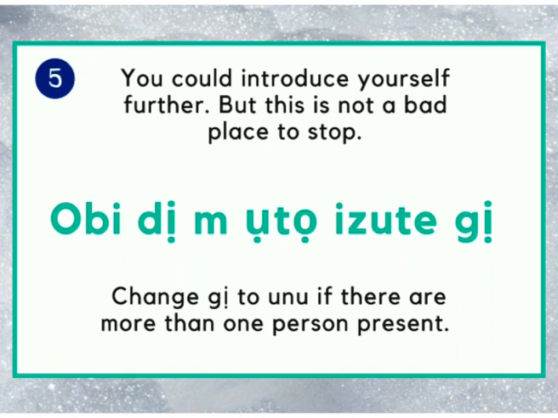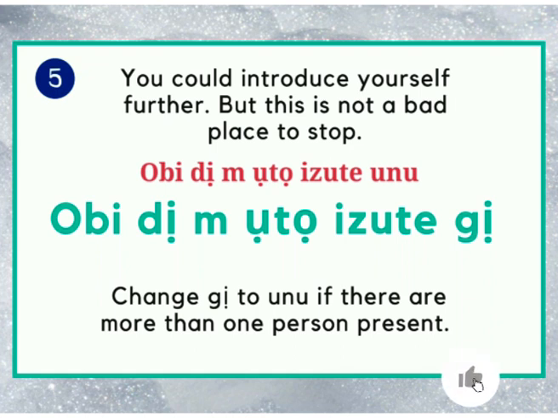Obi dim ụtọ izute gị. That is to say, it's a pleasure meeting you. If there are more than one person, you just change gi to unu. Unu is plural. Unu is like saying you all. Obi dim ụtọ izute unu. Unu in this case can be used for addressing your family members and it won't be considered rude. So you say obi dim ụtọ izute unu.